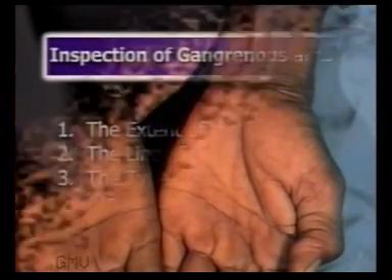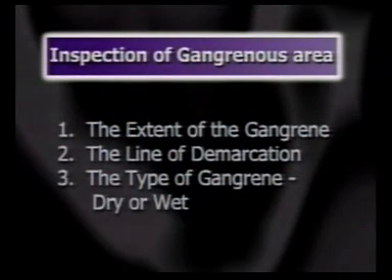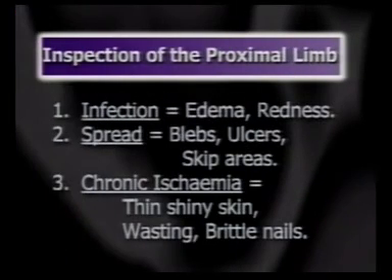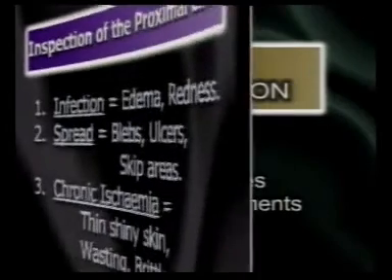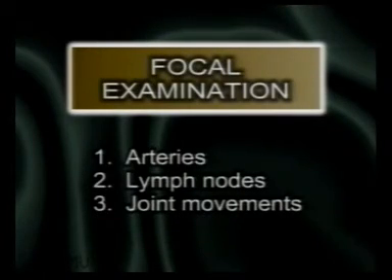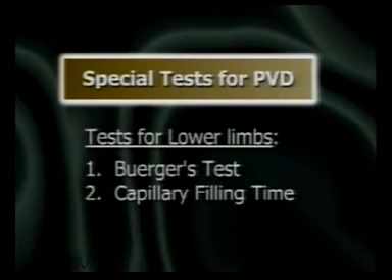To conclude, we started the examination of a case of ischemic limb with a careful inspection of the gangrene and the ischemic limb. Then we examined the arteries, lymph nodes and the movements. We palpated the arterial pulse at various levels and auscultated over it for a bruit. Lastly, we performed the special tests for peripheral vascular disease.